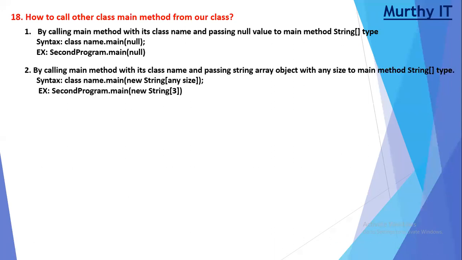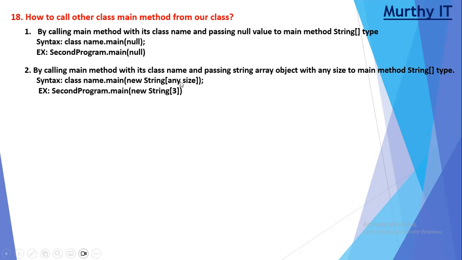By calling the main method with its class name, we can also pass a string array object of any size to the main method's String type parameter. The other way is to create a string array object.